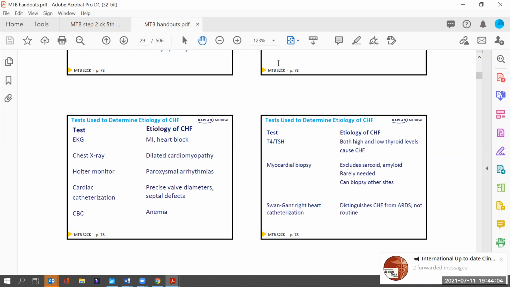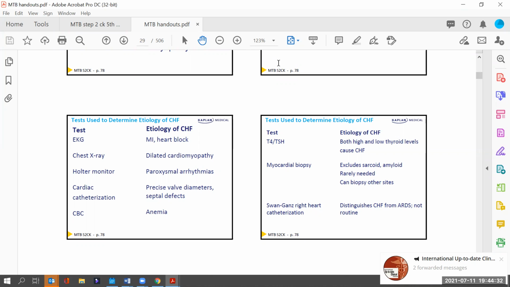Then if the patient is having any septal defects, we can go for cardiac catheterization. So these are the tests which are used to determine the reason behind congestive heart failure. Or if the patient is having anemia and that leads to congestive heart failure, because of the ischemia, because of the infarction, you can always go for CBC checking. So hemoglobin will especially rule that out. Hypothyroid and hyperthyroid, both these patients can present with congestive heart failure. So you can check both high and low levels of thyroid.